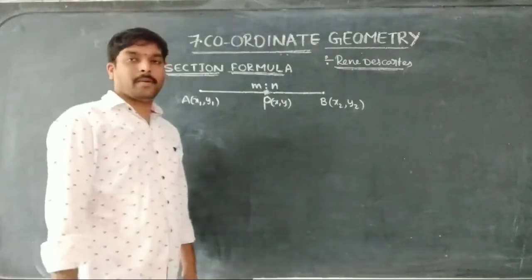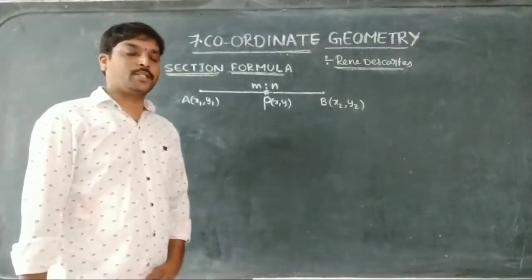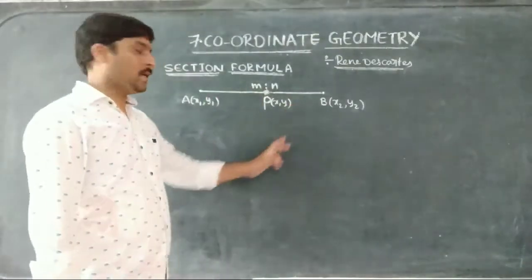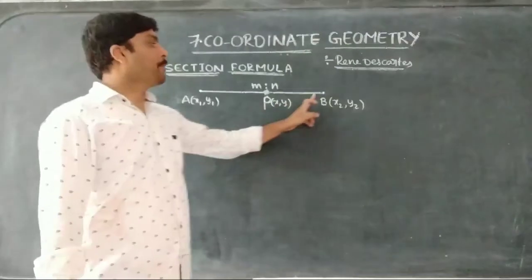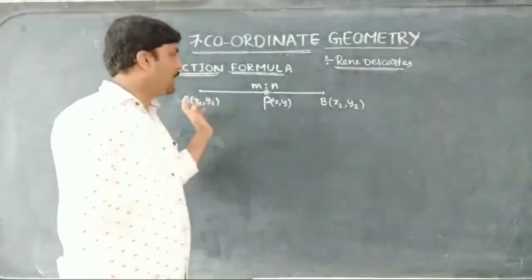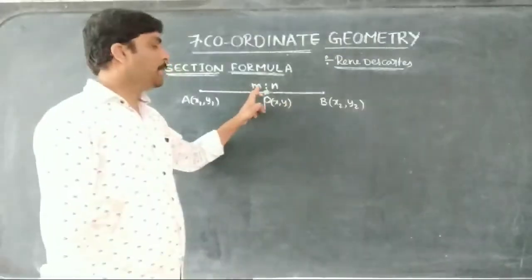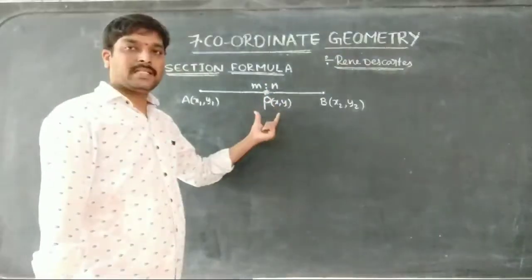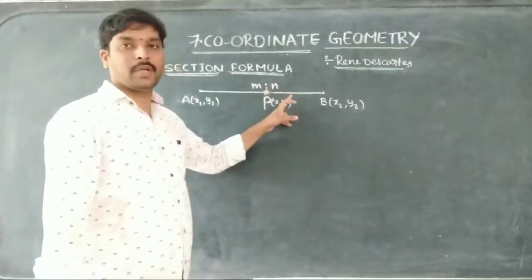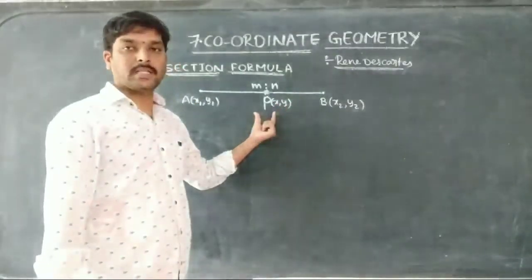Now, section formula. This is one of the concepts in coordinate geometry. A line segment is joined by A (x1, y1) and B (x2, y2). P is a point which divides the line segment in the ratio m is to n. Then find the coordinates of P.